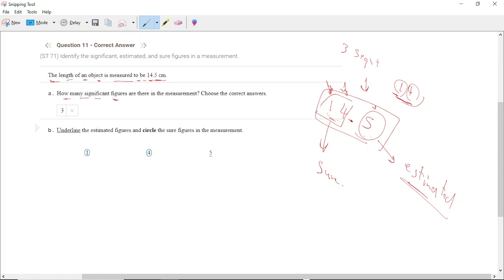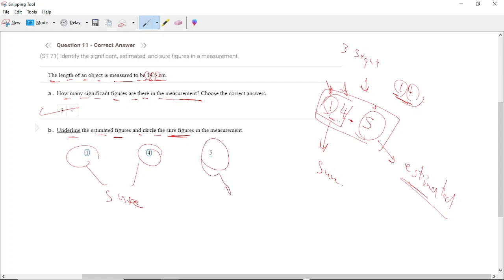How many significant figures are there in the measurement? I have 1, 2, 3, so I have 3. Underline the estimated figures and circle the sure figures. The sure figures, as we said, are 1 and 4. This is the sure figures.